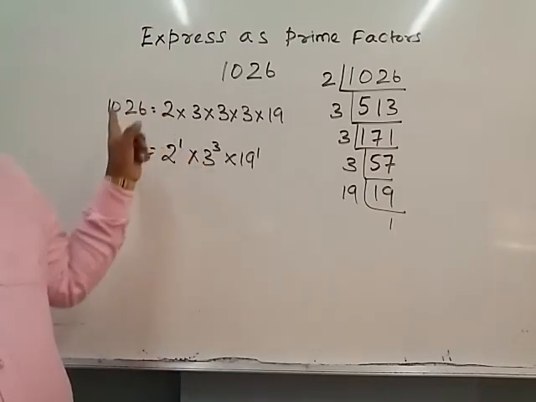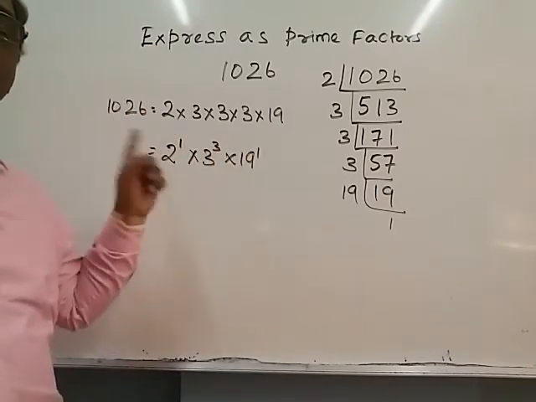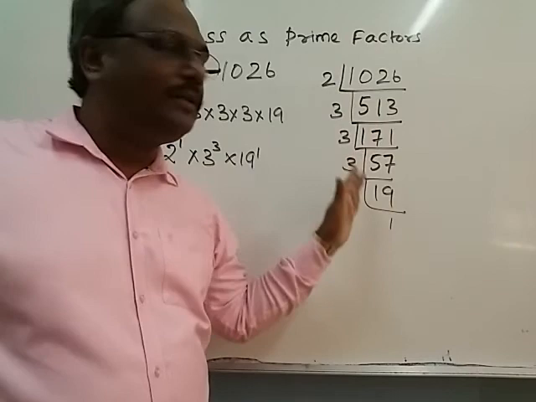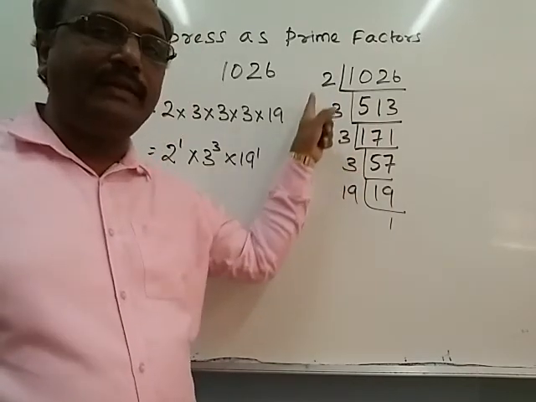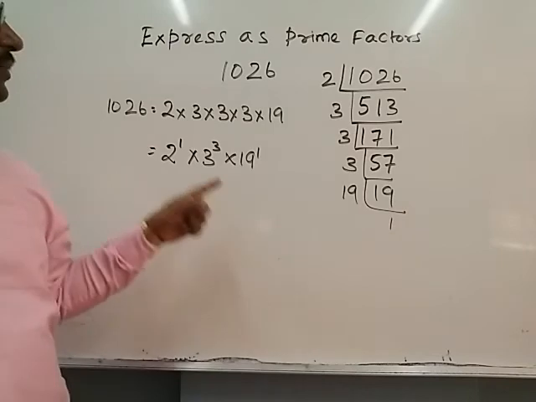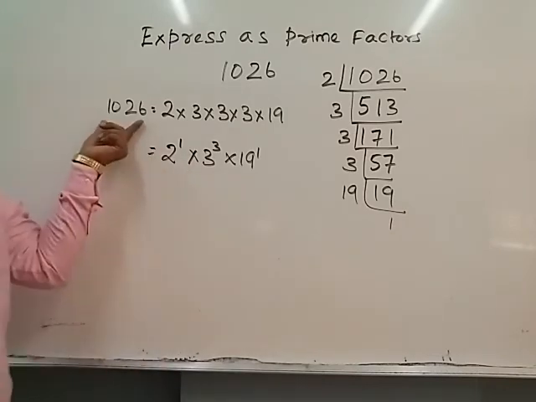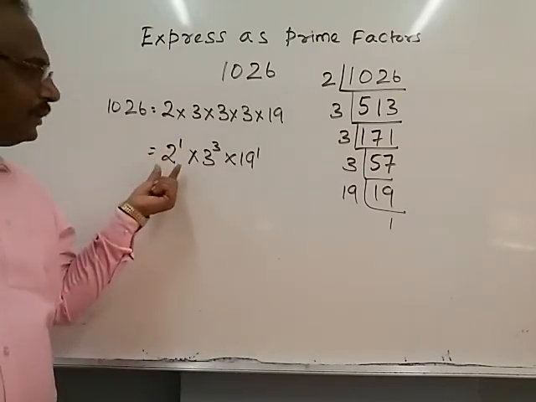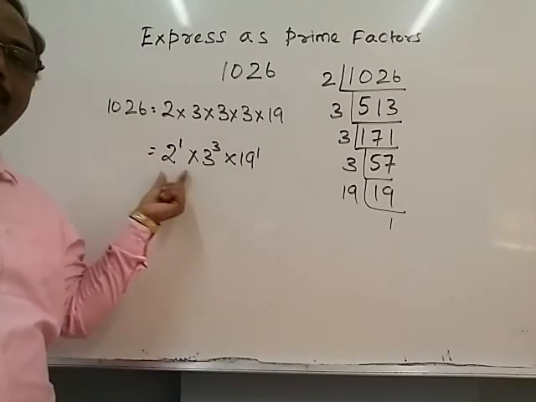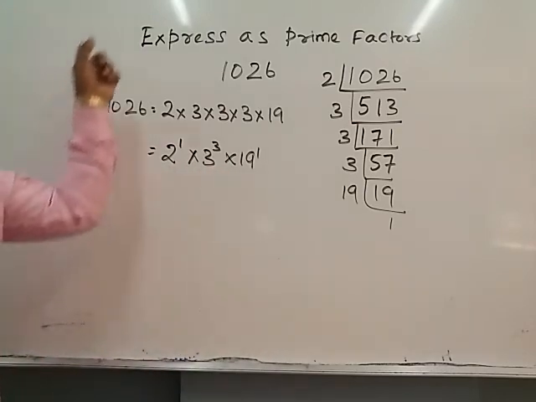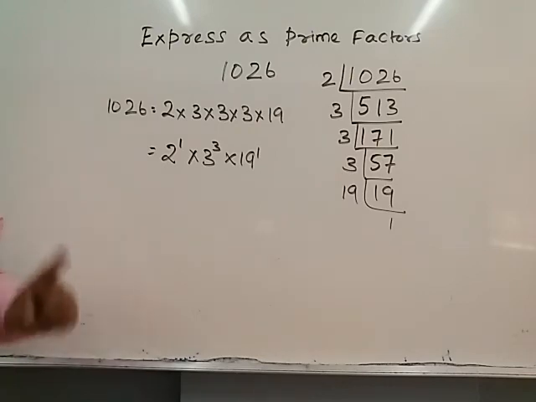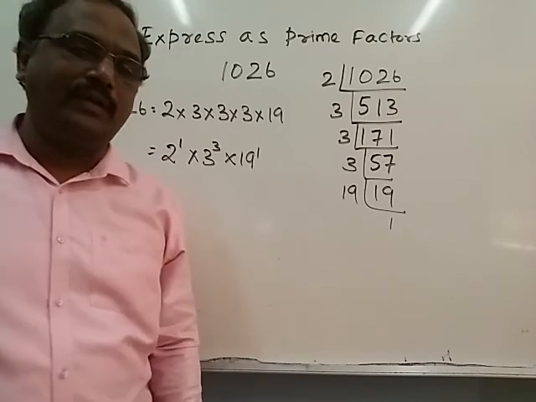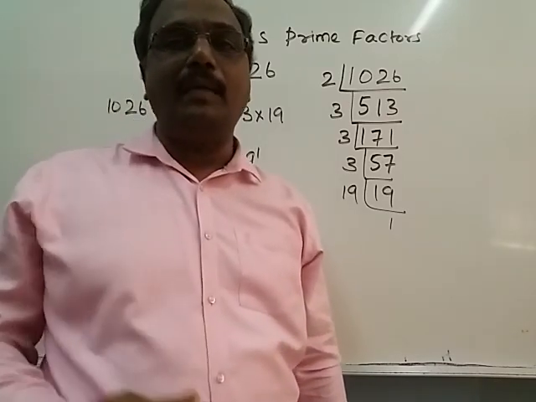This is called prime factorization. We are going to take the number, divide the number by prime numbers, and then represent the composite number as a multiplication of prime numbers. This is called prime factorization. In the next video, we are going to discuss some applications of prime factors.